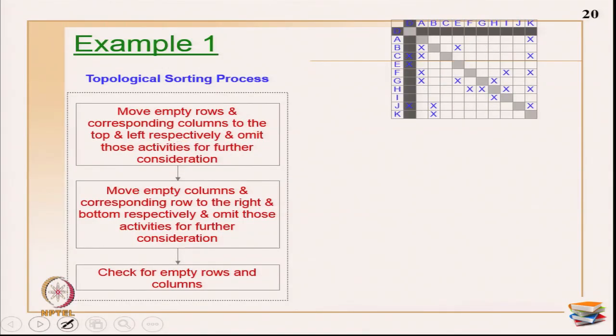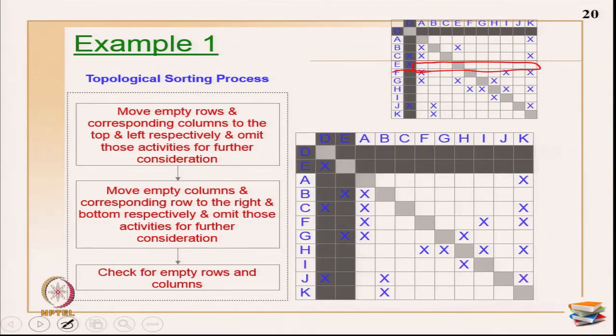So, now let us see the next step. I am going to identify all other empty rows. Now, if you see, after omitting this activity, where are my empty rows? Activity E has completely no x marks along the row. So, activity E is primarily my second activity in the list, okay. D is giving inputs to activity E, so it is not the first activity, but it is the second activity, okay. So, push activity E next to activity D and then omit it from further consideration, okay.